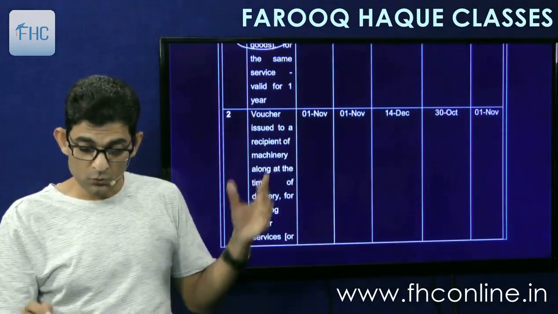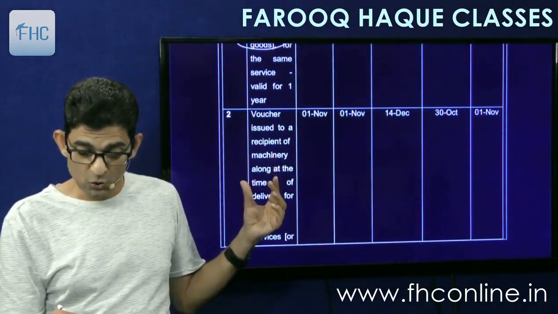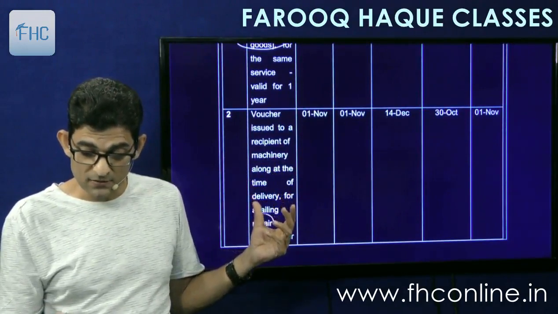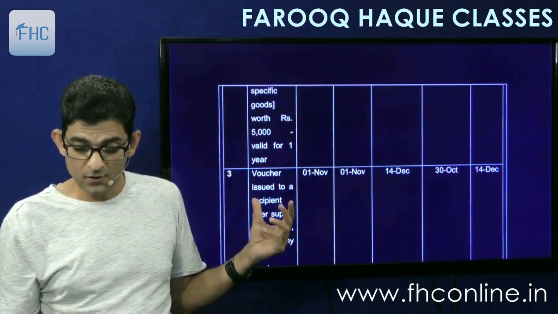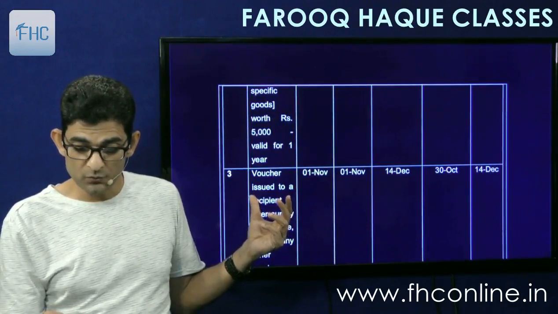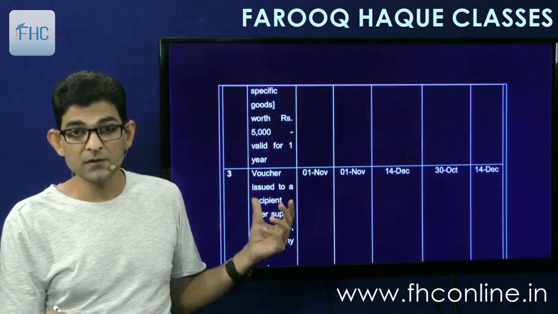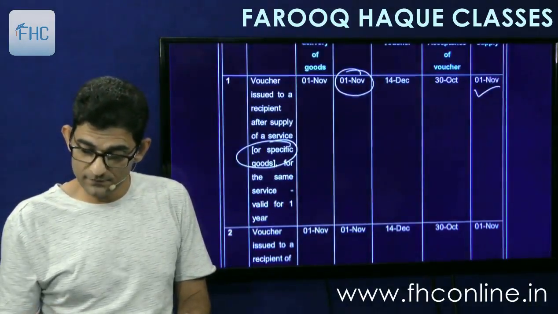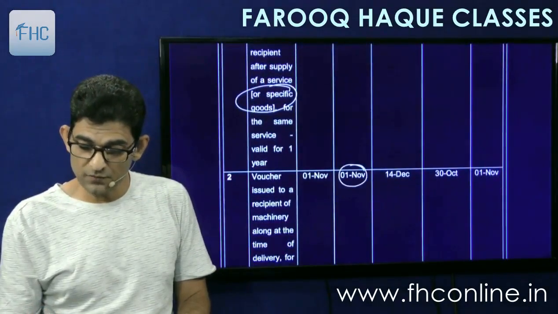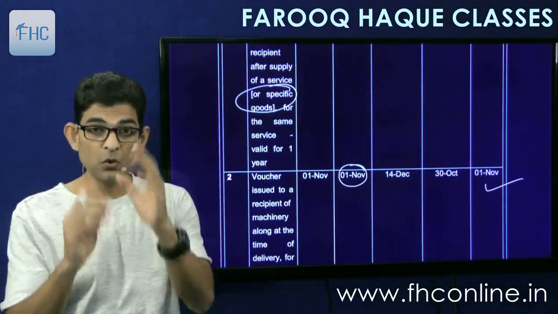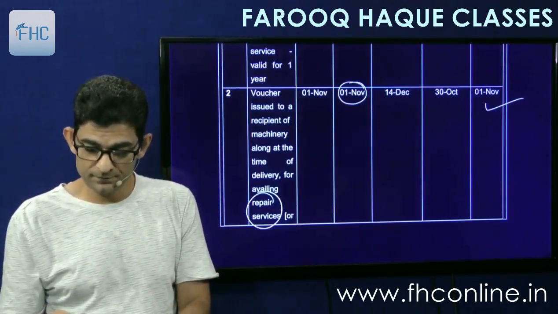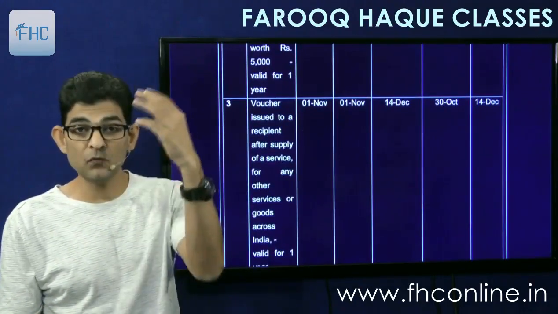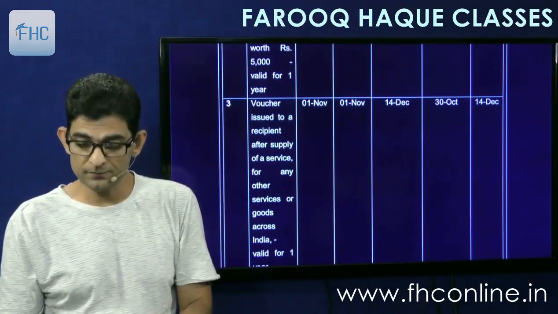Second, voucher issued to a recipient of machinery along at the time of delivery for availing repair services or specific goods worth rupees 5,000 valid for 1 year. So here also it is identified. So again 1st of November, the date of issue of voucher, because it is known for what purpose you are getting the voucher.